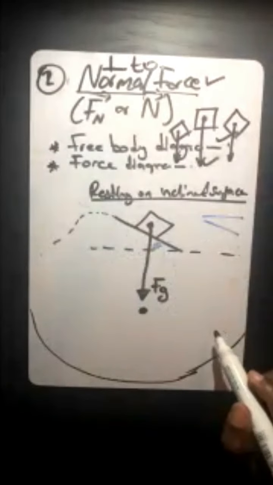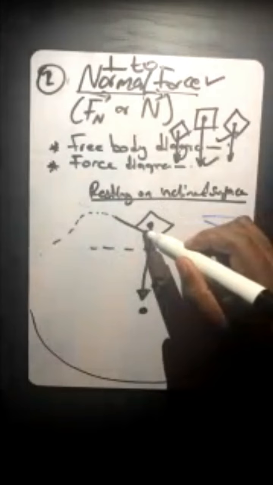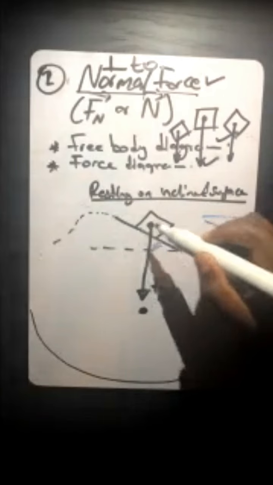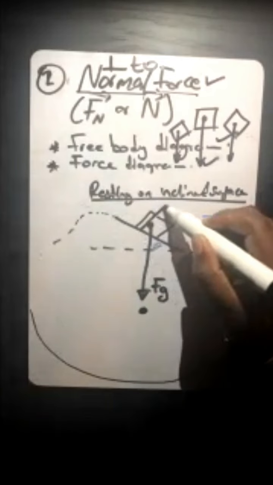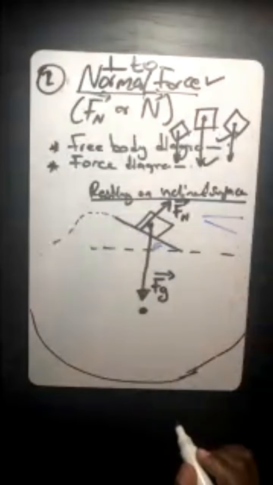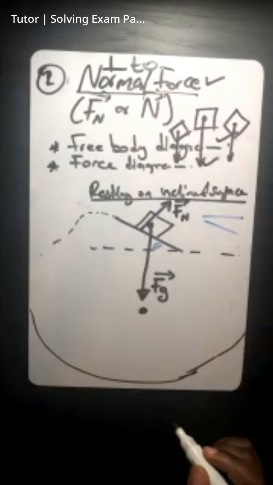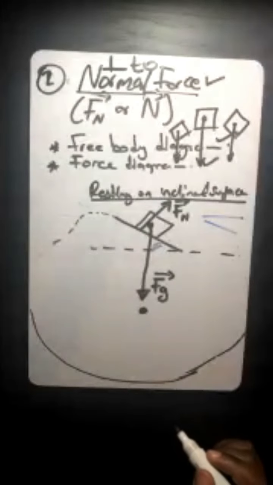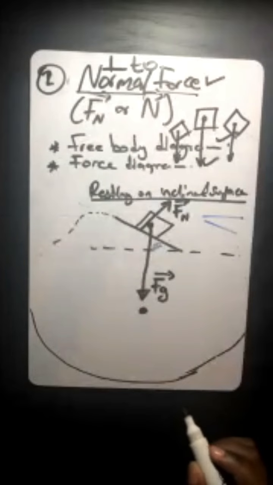That means a normal force is a force exerted by the surface. Look at where the arrow starts. The arrow is going to start from the surface and go perpendicular to it. This is what we call a normal force. And this was the gravitational force. Does it make sense, guys? Yes, sir. 100%.